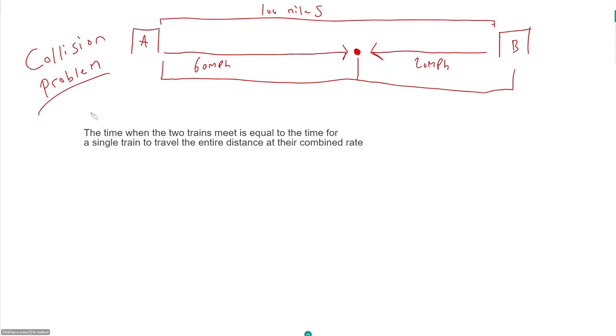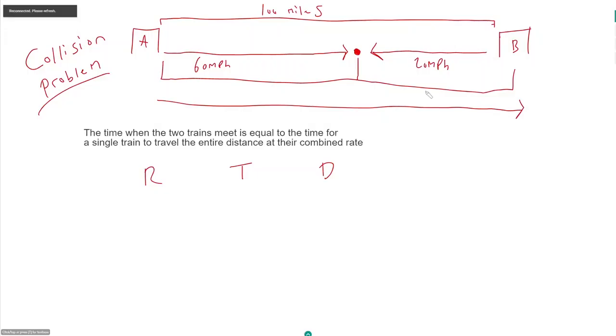And so that is what we mean when we say the time where the two trains meet is equal to the time for a single train to go the entire distance from A to B, but at a rate of 80 miles per hour. So if we want to find the time where these two trains meet, we can say that time is going to be the same as the time for a train to go the entire 100 miles at a rate of 80 miles per hour. The time would be 100 over 80, which is 5/4 of an hour.